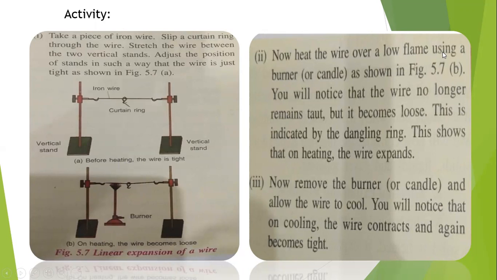Now, heat the wire over a low flame using a burner, as we can see in this figure. What we have noticed is that when the wire starts heating up, it no longer remains tight, but becomes loose. See here in this figure, this is indicated by the dangling ring. So this shows that when you heat the wire, it starts expanding. And when you remove the burner and allow the wire to cool down, we observe that the wire contracts and becomes tight again. So this is one of the activities which shows that on heating, the wire expands.